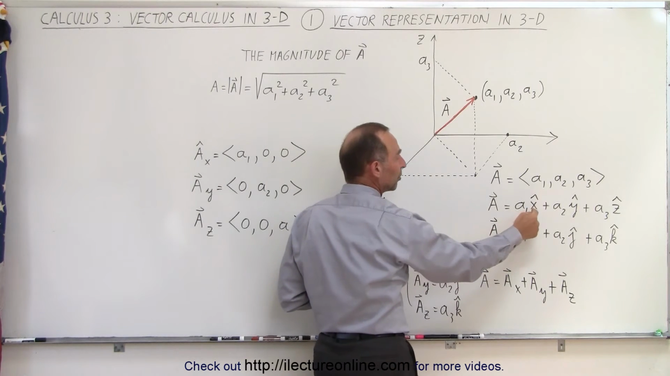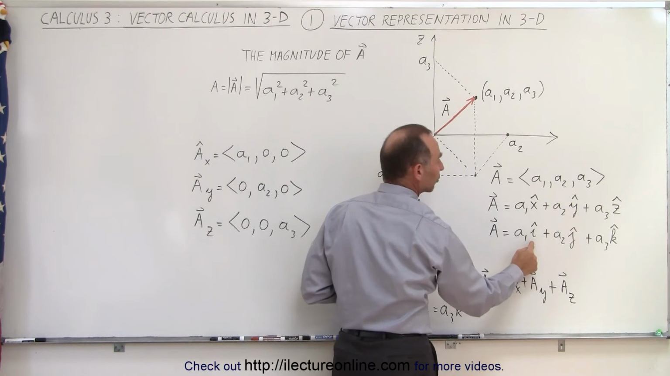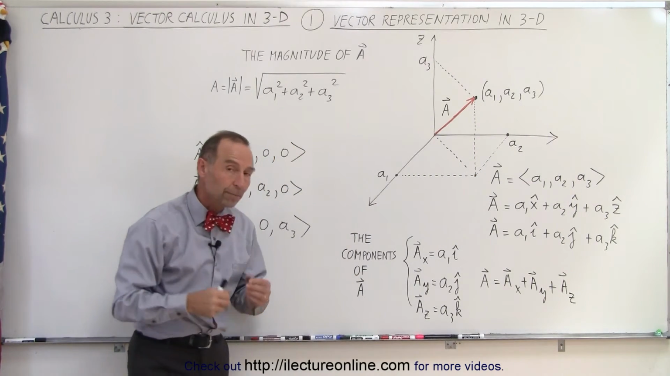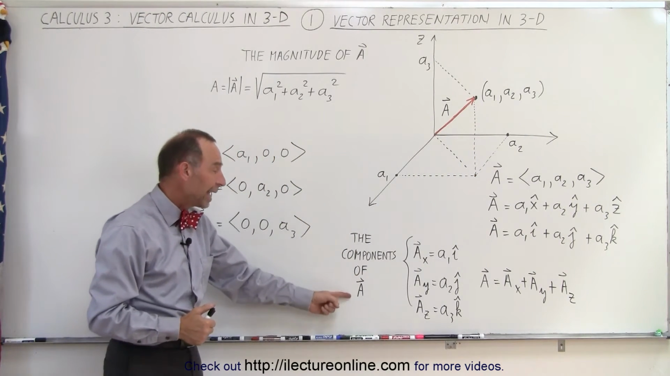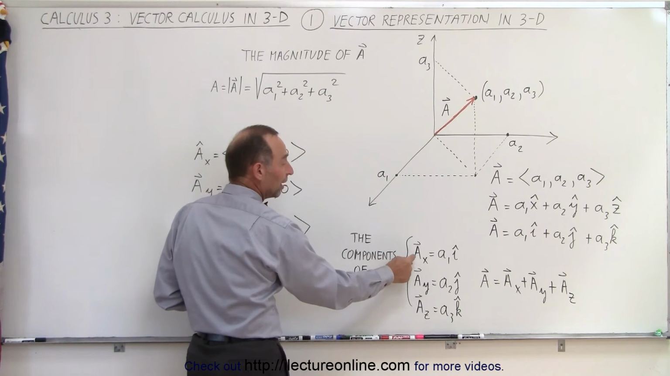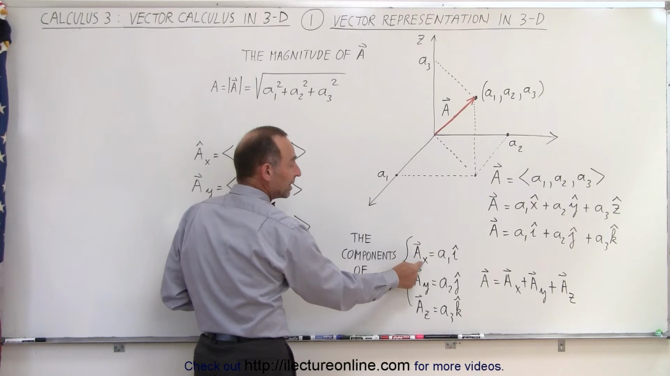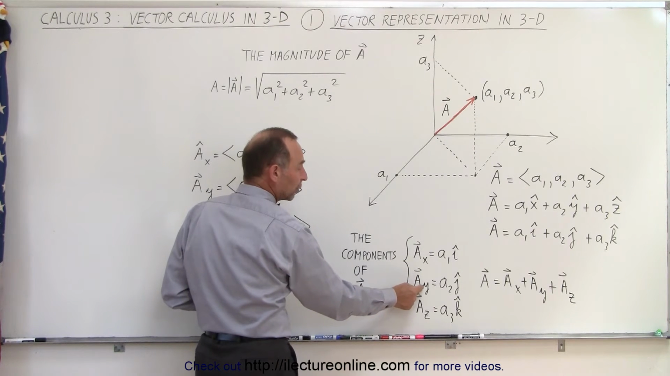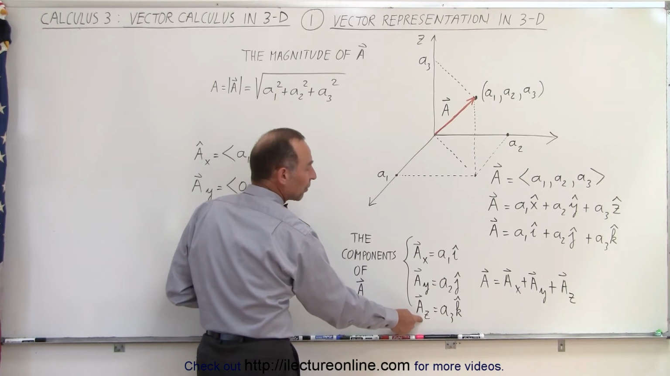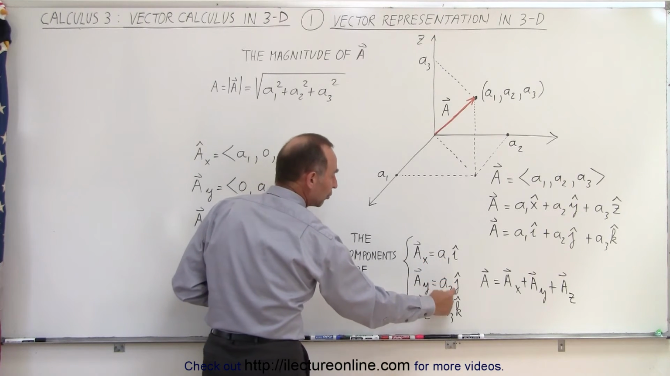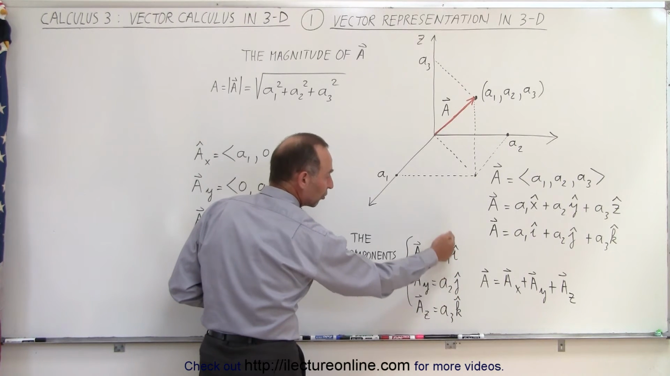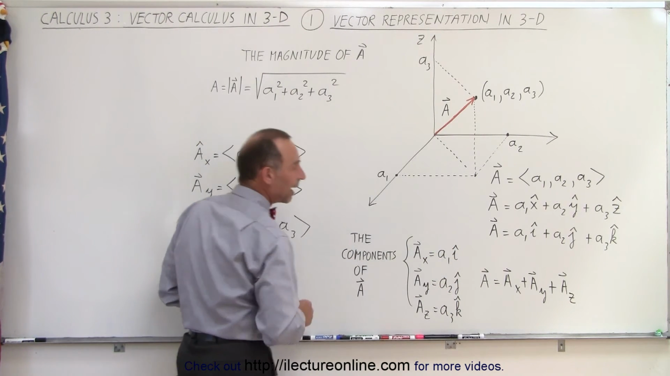Or we can, instead of using x, y, and z unit vectors, use i, j, and k unit vectors. Now, the components of the vector A are vectors in themselves. This is how you define the three components: the component of the vector A in the x direction, the component of the vector A in the y direction, the component of the vector A in the z direction. Notice these are the magnitudes of the three components, A1, A2, and A3, and then the directions in which they're pointing, i, j, and k.